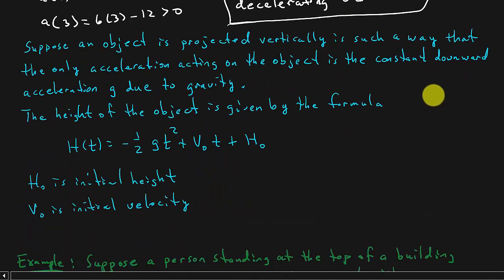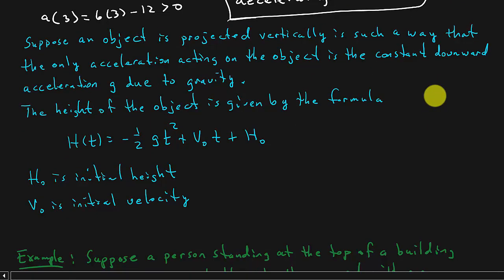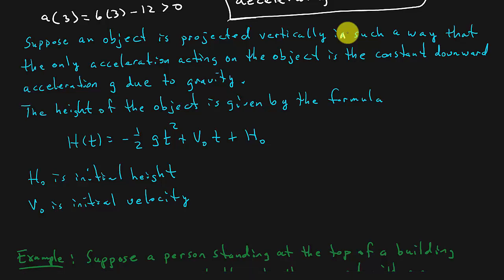All right, so this is the last thing right here. Okay, let's look at this. It says, suppose an object is projected vertically. That means projected means thrown, fired, or dropped, something like that. Projected vertically in such a way that the only acceleration acting on the object is the constant downward acceleration g due to gravity.